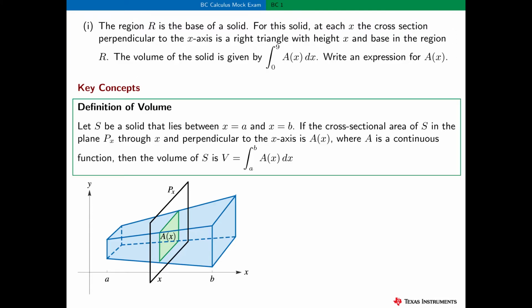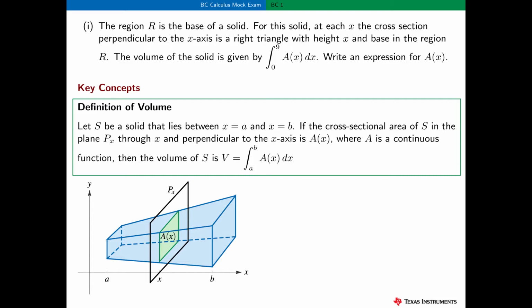The key concept needed to solve this problem is a definition of volume, but we also really need some problem-solving skills here. Suppose S is a solid that lies between x equals a and x equals b. If the cross-sectional area of S in the plane P sub x through x and perpendicular to the x-axis is capital A of x, where A is continuous, then the volume of S is given by this definite integral.